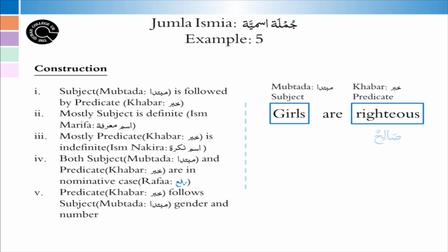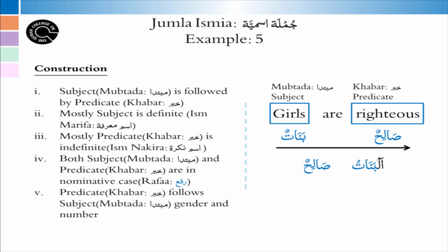For righteous we use salihun. For 3 or more girls we use banatun. When the first rule applies, we will get banatun salihun. The second rule would change banatun to al-banatu. The third rule and fourth rule do not apply.